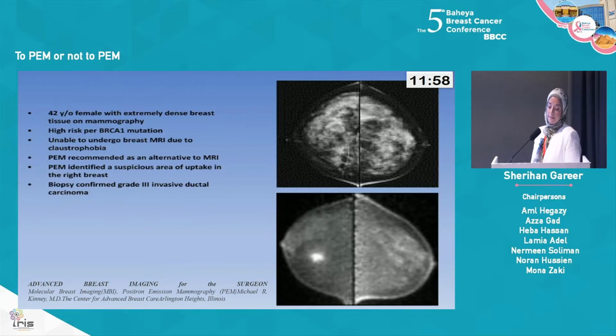In this case, it's a 42-year-old with extremely dense breasts. She was high risk, positive for the gene mutation. She was unable to undergo breast MRI due to claustrophobia, and PEM was recommended as an alternative, and it identified a suspicious area of uptake in the right breast. Biopsy confirmed grade 3 invasive ductal carcinoma.